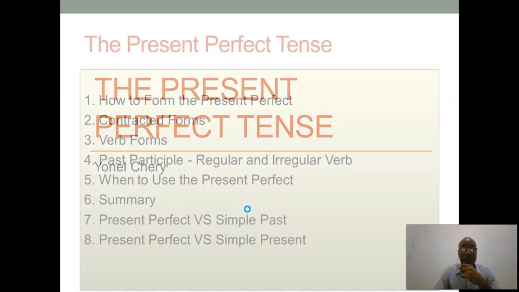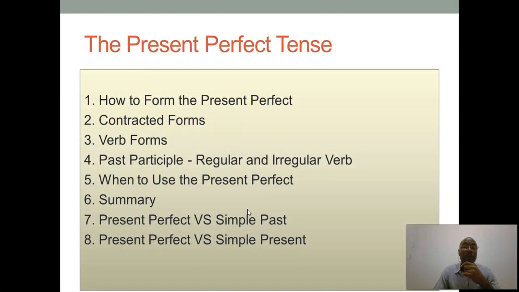First, we're going to look at how to form the present perfect tense. Then we'll look at contracted forms, both affirmative and negative. After that, we'll look at verb forms. And then the past participle, we're going to look at the difference between regular and irregular verbs.